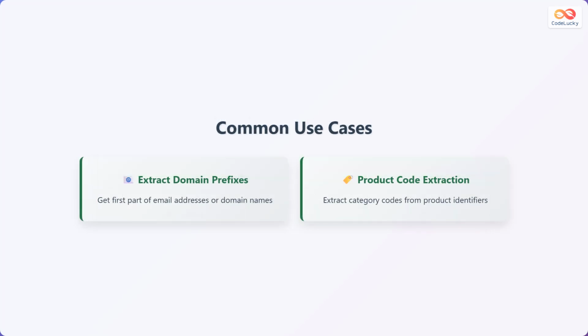The LEFT function can be used for a variety of practical use cases. 2 common use cases are extracting domain prefixes and extracting product codes. The LEFT function can be used to get the first part of email addresses or domain names. Also, you can extract category codes from product identifiers using the LEFT function.